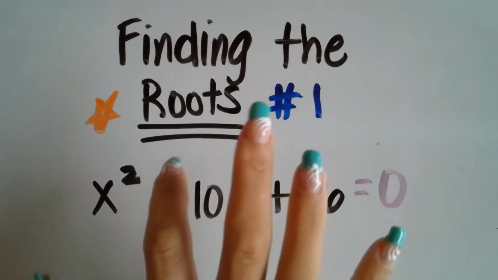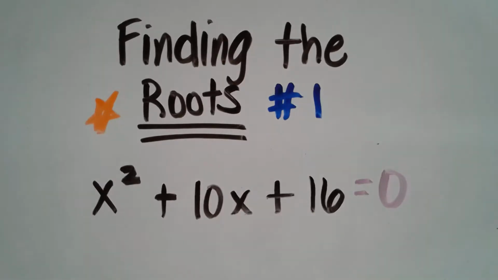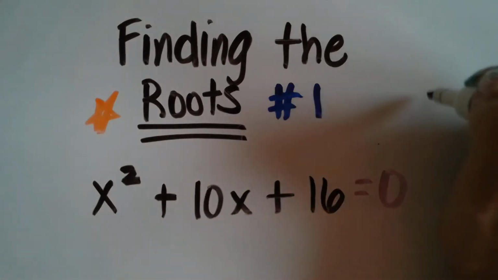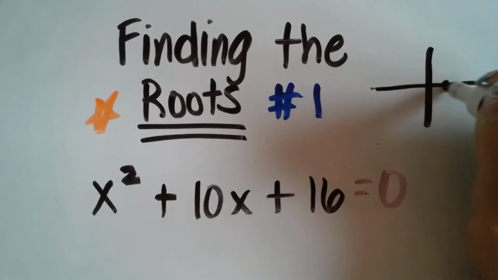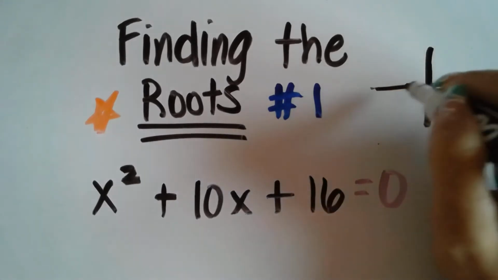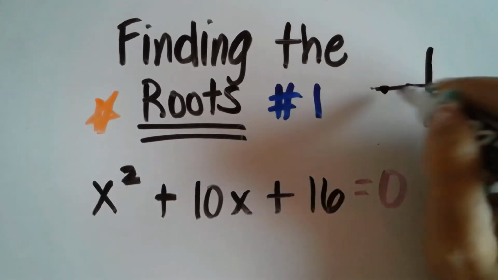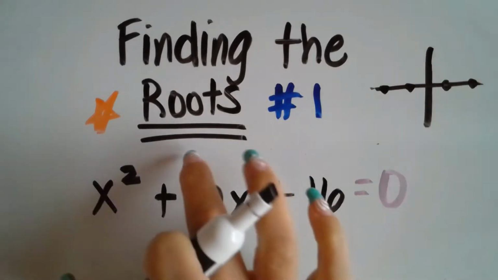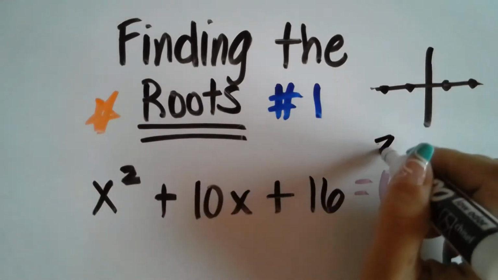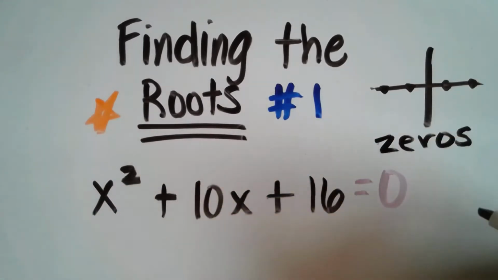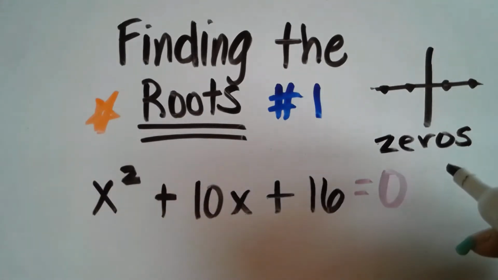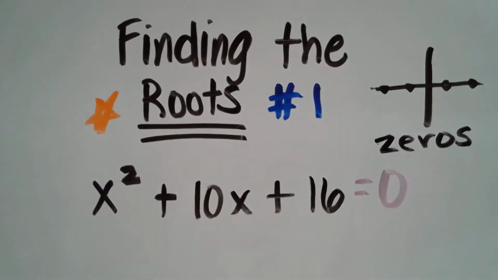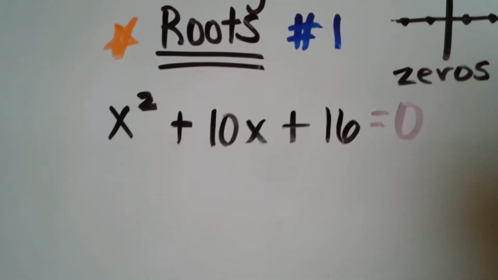Okay, and the roots are where in a graph the graph will touch on the x-axis. Okay, the roots are where it's going to end up touching. All right, so that's the point. That's the roots. Another word for roots is finding the zeros, the roots, the zeros. We're going to be solving for x, the x-intercepts, things like that. So let's just go ahead and get into it, all right?